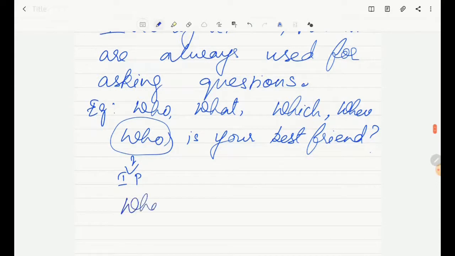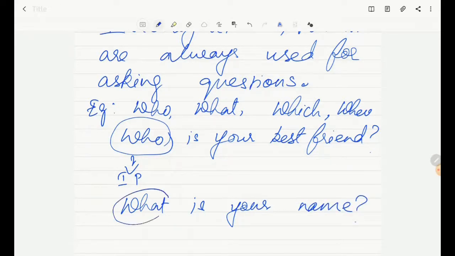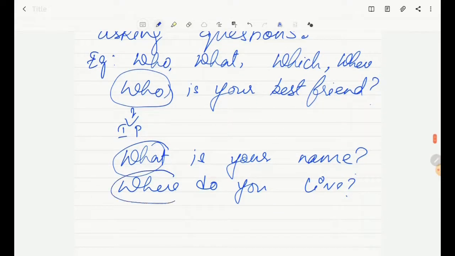What is your name? So what is the interrogative pronoun in the sentence? What. Where do you live? What is the interrogative pronoun in the sentence? Where. So whenever a pronoun is asking any question like who, what, where, that is an interrogative pronoun.